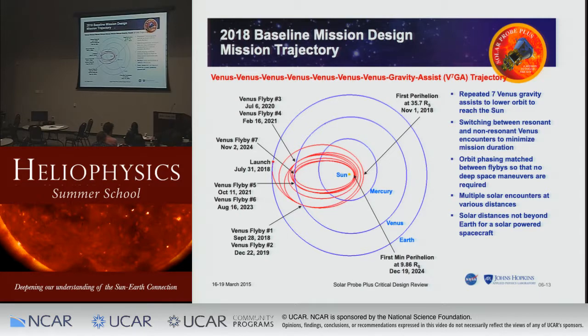In December, I'll show what this first perihelion pass looks like. I'm hoping that I'll be able to show you the magnetic field of the solar wind at 35 solar radii. Okay, so then it turns out we have 6 more of these Venus gravity assists. So there are a total of 7 Venus gravity assists.